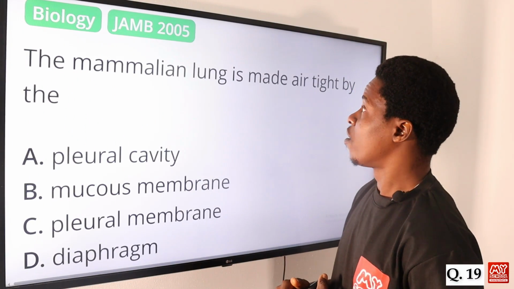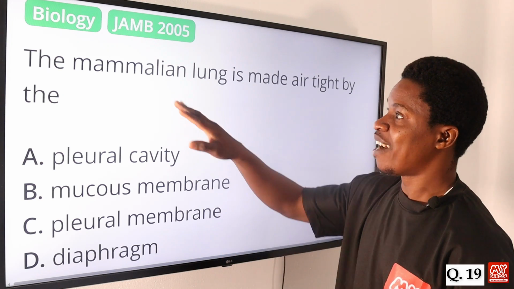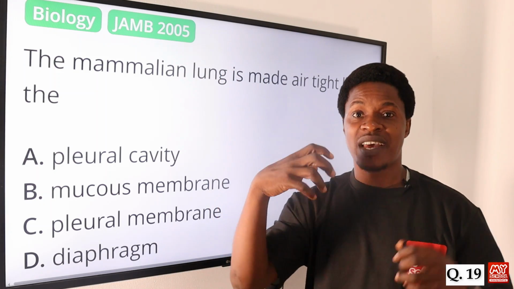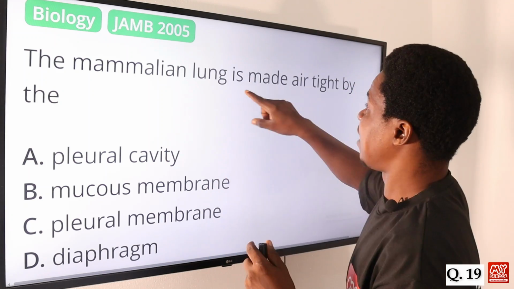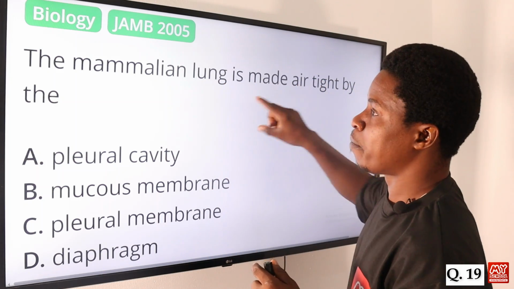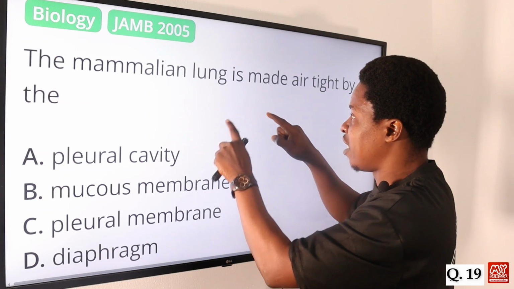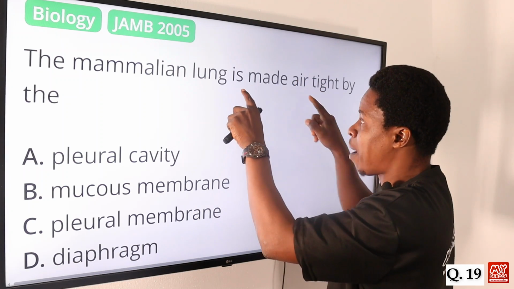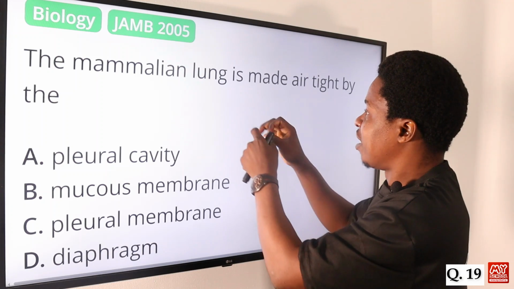The mammalian lung is made airtight by the what? Of course, you know we have the mammalian lung. Mammals have two lungs, the right and the left, with a cavity in between. So the mammalian lung is made airtight by the what? There is a thin layer that shields both of the two lungs that the mammals have, to make them airtight.